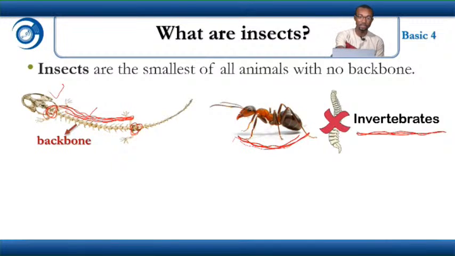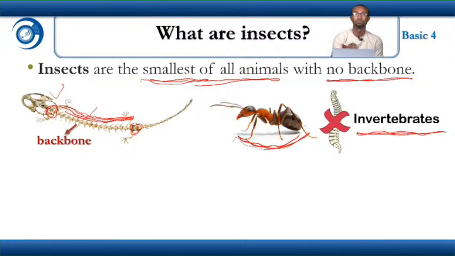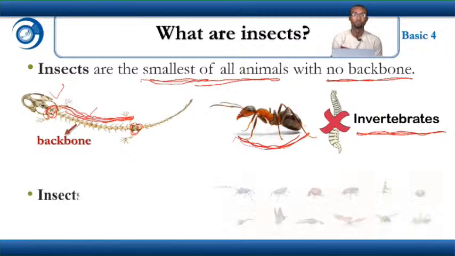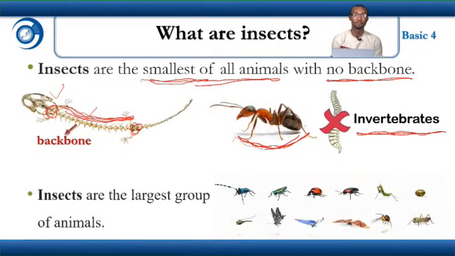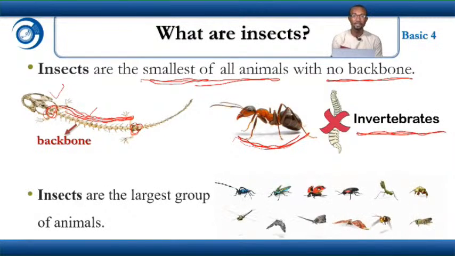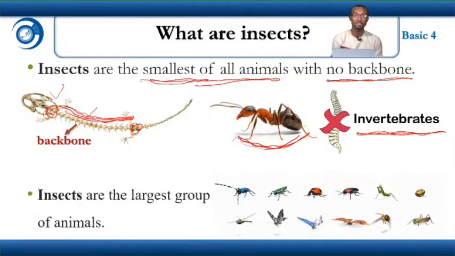So the key words you have to know here is that they are the smallest of all animals. And secondly, they have no backbone. And as said earlier, we said we have groups of animals, and insects are the largest group of animals that we have.